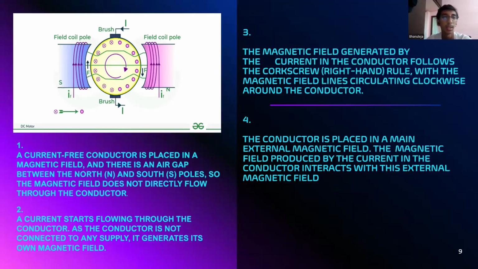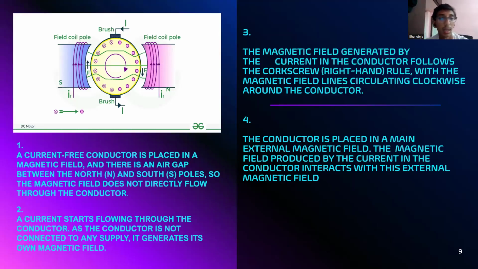The first: a current-free conductor is placed in a magnetic field, and there's an air gap between the north and the south poles. So the magnetic field does not directly flow through the conductor. As you can see, there are south and north poles, and as it says, there's an air gap, and the magnetic field does not flow through the conductor.